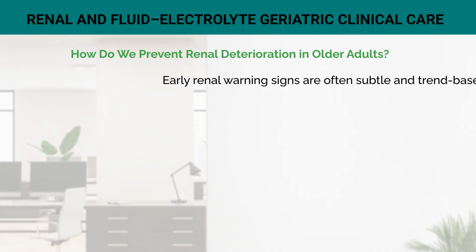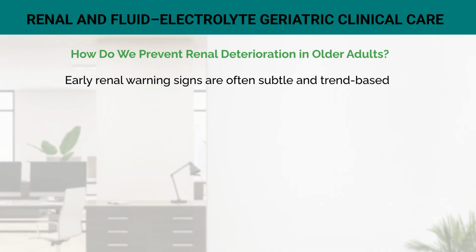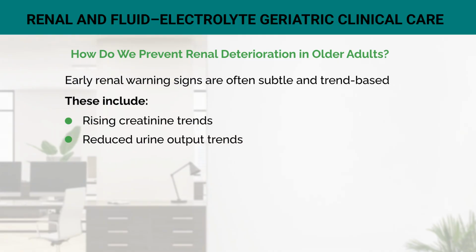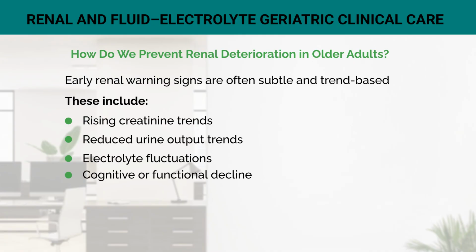Do you know that early renal warning signs are often subtle and trend-based? These signs include rising creatinine trends, even if still within normal range, reduced urine output trends, electrolyte fluctuations, cognitive or functional decline.